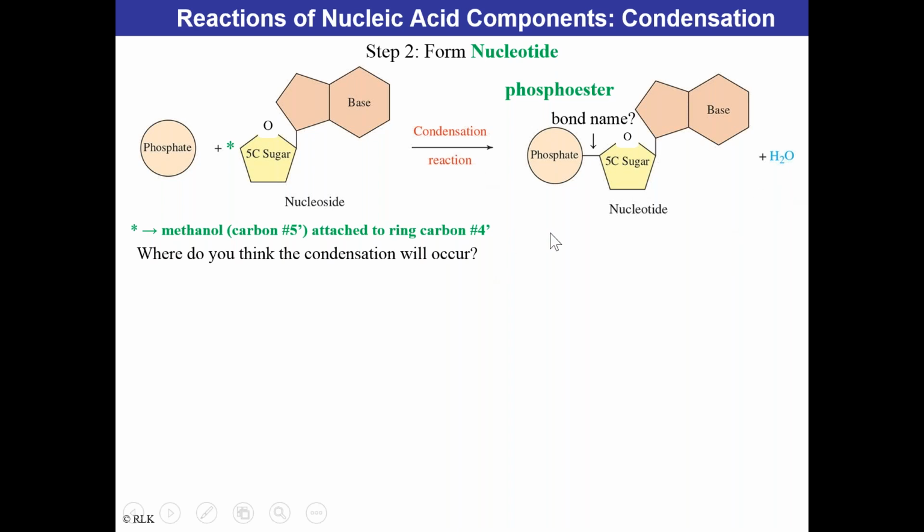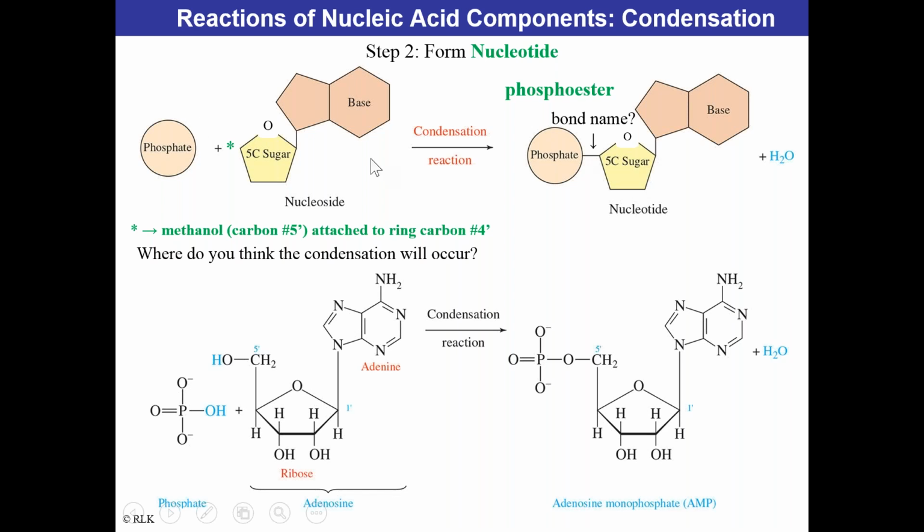And water is still produced because it is a condensation, but instead of a glycosidic bond that exists between the sugar and the nitrogenous base, which still exists, the new bond that links the phosphate to the sugar entity is going to be called the phosphoester. And where do we get that? That's coming from the ROR functional group. So you're getting at least one of those R's from the sugar, okay?